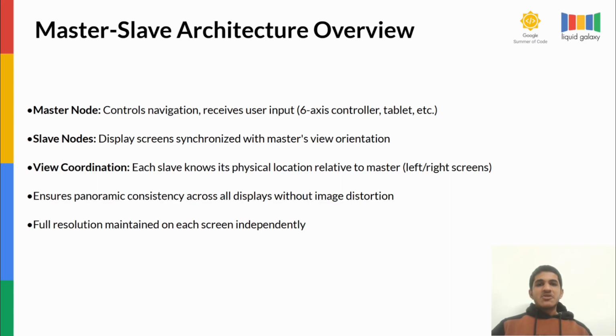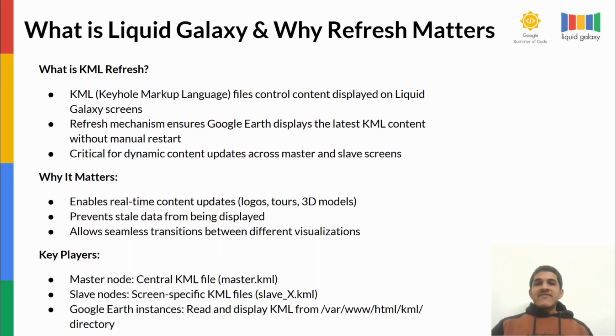Now let's move on to the next page. What is Liquid Galaxy and why refresh matters? So first of all, you may have a question, what is KML and what is KML refresh? KML is an XML based language and its full form is Keyhole Markup Language, and it is used to control the content displayed on the Liquid Galaxy screens. And the refresh mechanism ensures that Google Earth displays the latest KML content without any manual interference or restart. And it is critical for the dynamic content updates across master and slave screens.